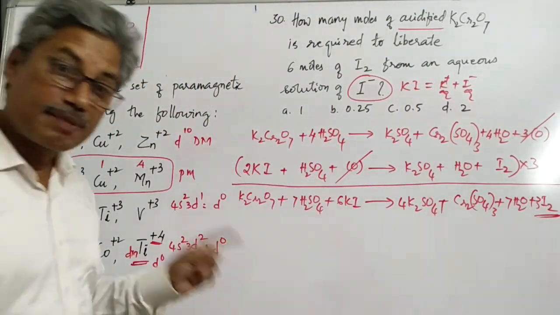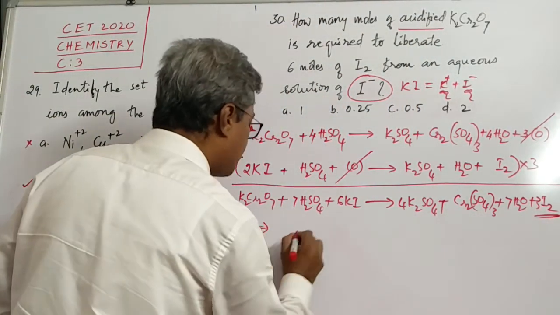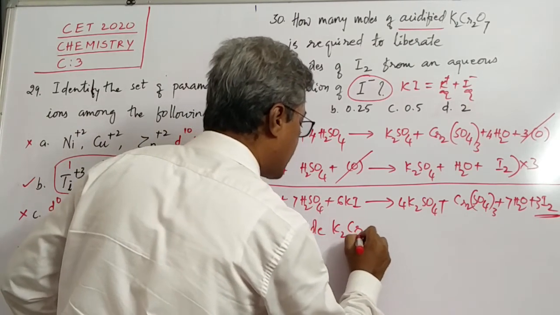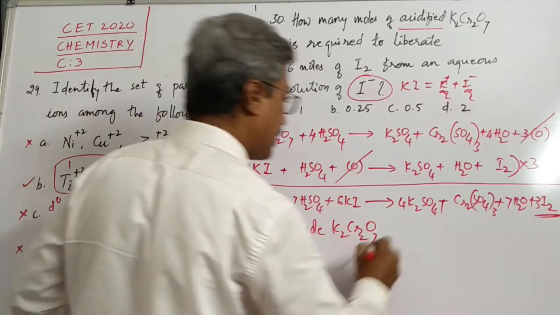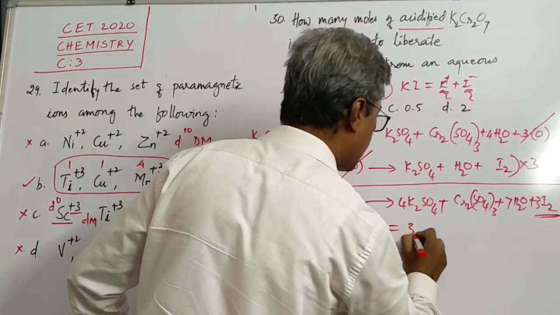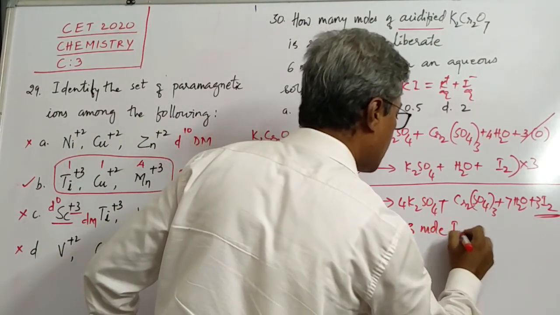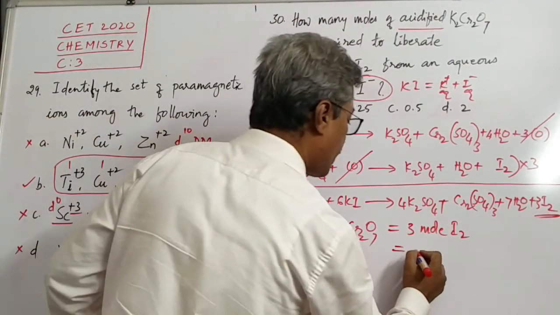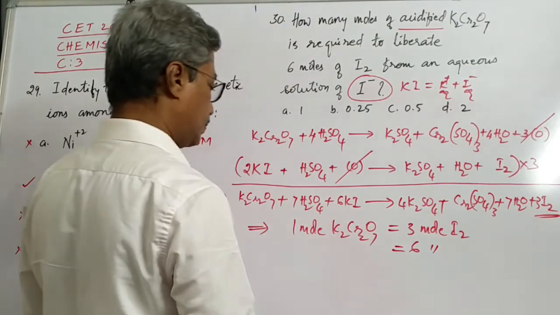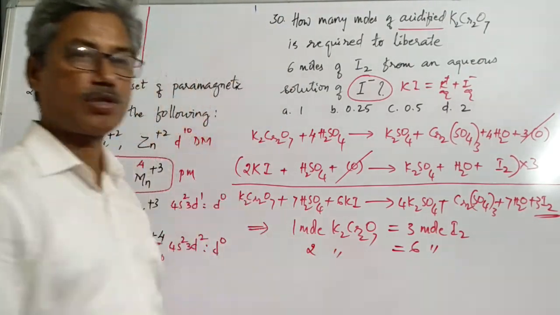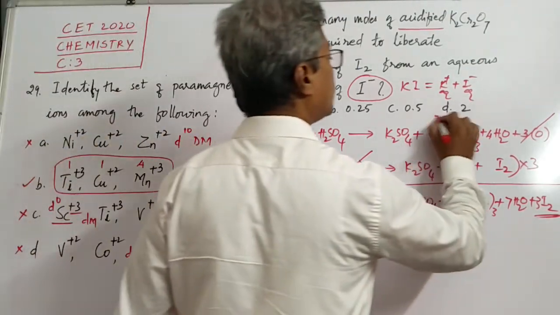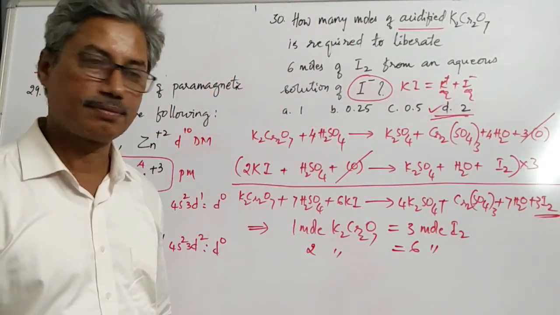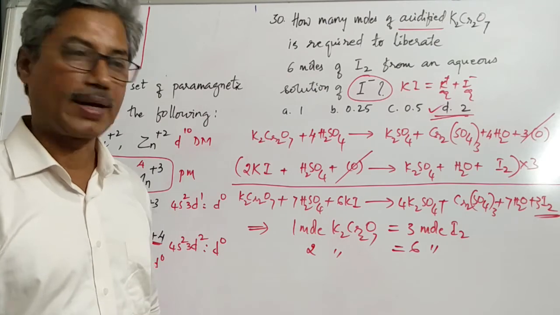Now look at this. This implies that 1 mole of acidified potassium dichromate, K2Cr2O7, is releasing 3 moles of I2. That means to get 6 moles of I2, we need 2 moles of K2Cr2O7. Therefore, the answer is D. Clear, students? Okay, let's take up the next question.